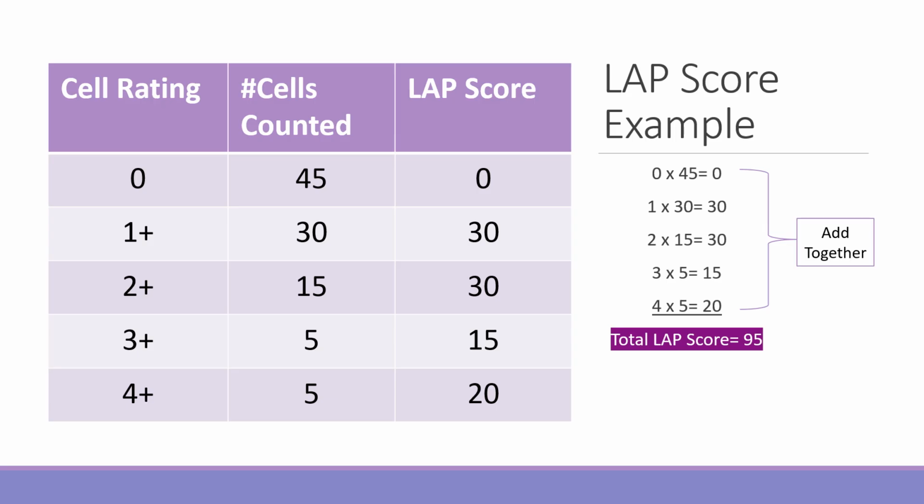So now that we have our LAP score under each cell rating, we're just going to add them together. And that's going to give us a total LAP score of 95. Now, remember, if we go back, we're going to see that this is a perfectly normal LAP score. So 95 is perfectly normal.